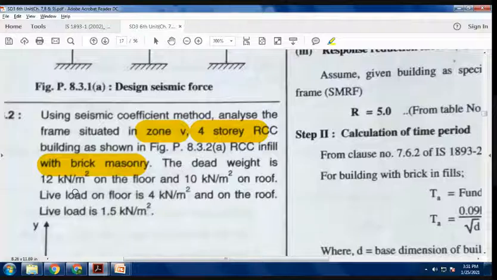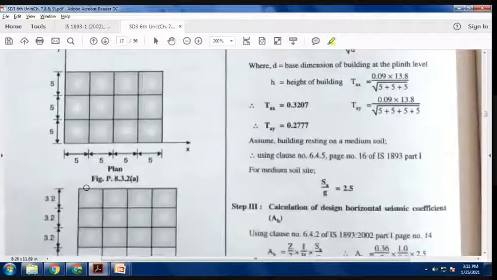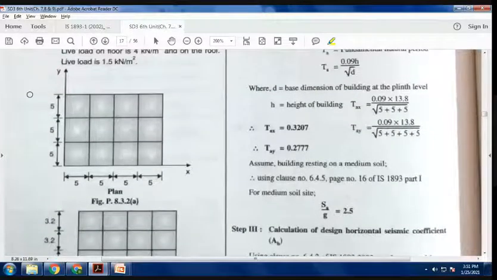The dead weight is 12 kilonewton per meter square on the floor, and 10 kilonewton per meter square on the roof. Live load on the floor is 4 kilonewton per meter square, and on the roof the live load is taken as 1.5 kilonewton per meter square. He has given the plan like this. This is a regular structure.